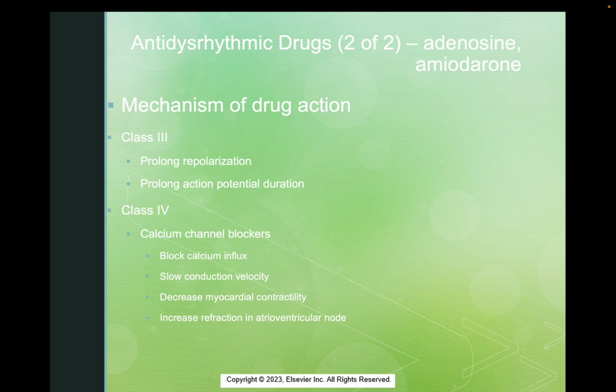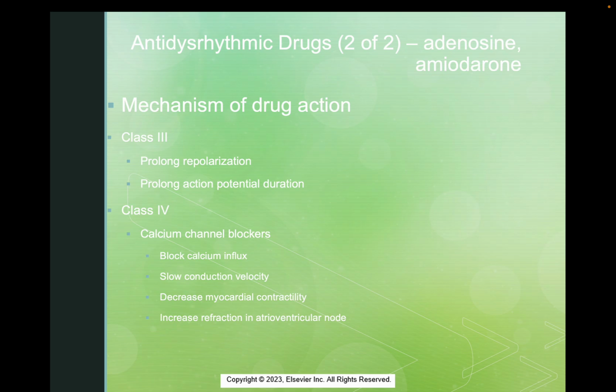Amiodarone is, let's see, get back over here to the right page in the book. So amiodarone is a drug that is going to prolong repolarization. These can be used in the emergency treatment of ventricular dysrhythmias.